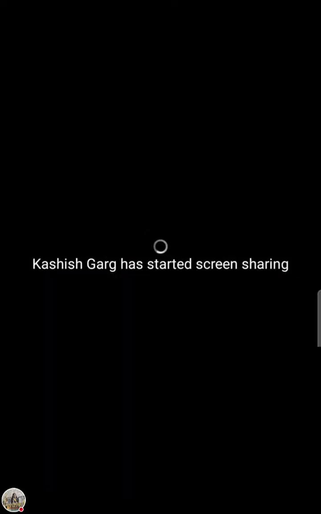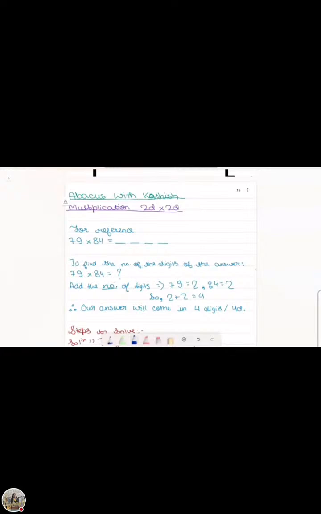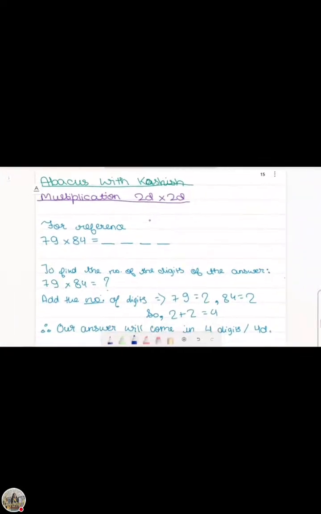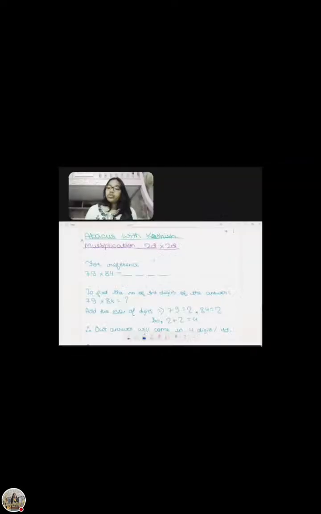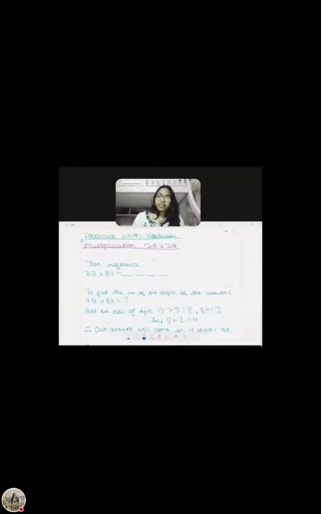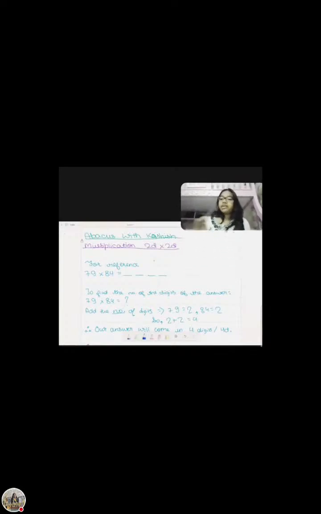Can you see my screen, Anya, Ansel? Yes, mom. Okay. So as the heading says, we are going to start with multiplication. 2-digit multiplied by 2-digit. So for reference, I've taken a question here that is 79 multiplied by 84. So this is a 2-digit multiplied by 2-digit. Obviously, you can see that.